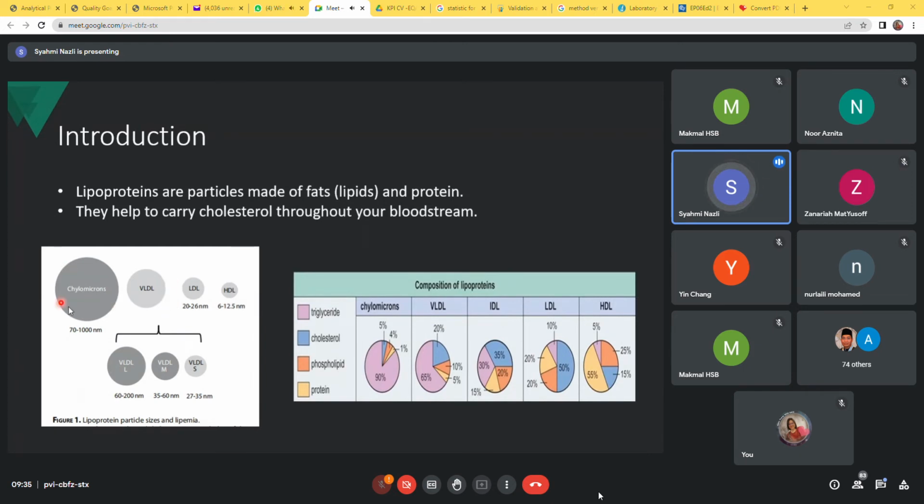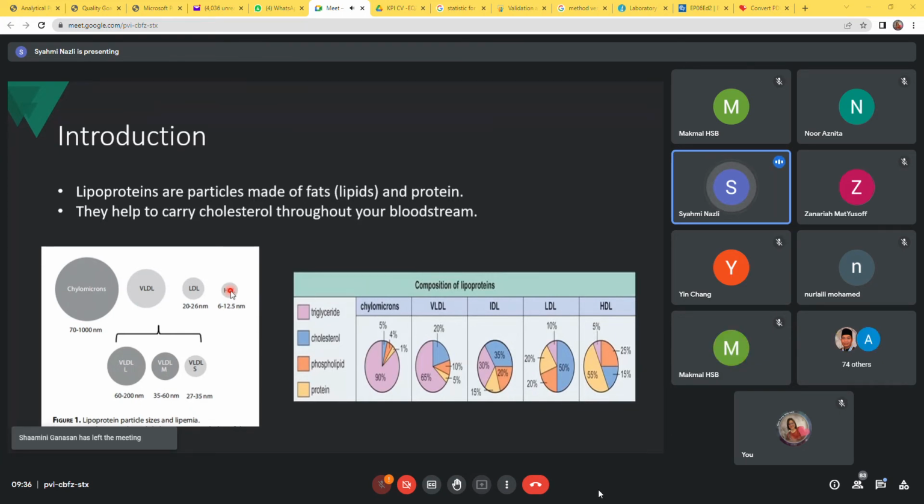So chylomicron and VLDL have the bigger size, but they have a low density. That's why they will float when you do the centrifugation process. While HDL has the smaller size but has the higher density. That's why after you centrifuge the sample, it will not float at the upper part.